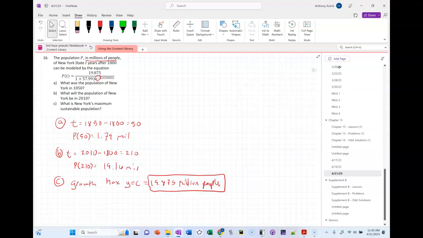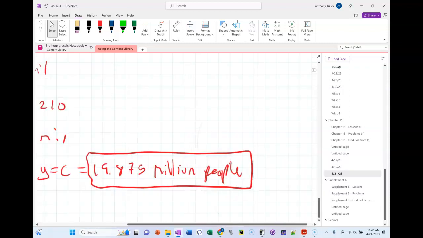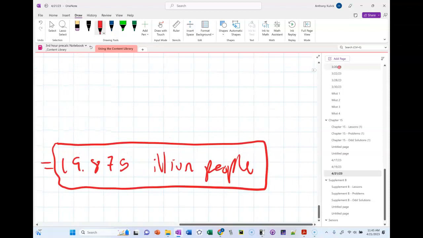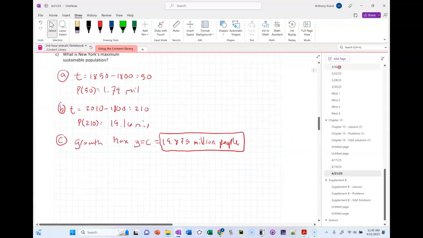So how did you know that the 19.875 that was in trillions? In millions? Oh, I thought it said... That's supposed to be an M. Okay. Yeah, that makes sense. Trillions would be a lot of people. Yeah, it's only like 1,000 times the global population can live in New York State. What? That'd be a lot of people.